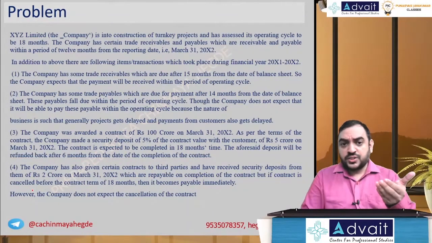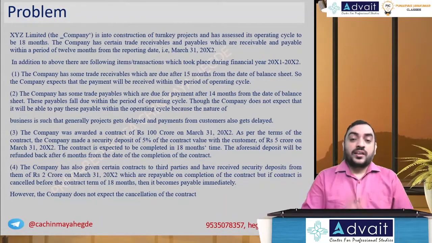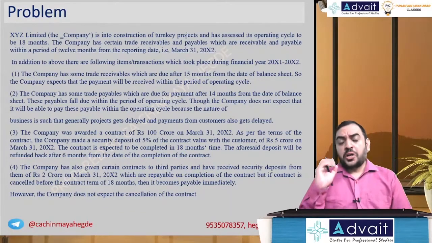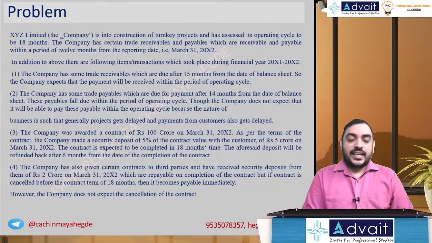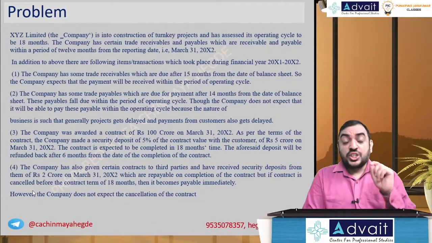Let's read the first part of the solution. Is it going to be current or non-current? What do you think? What is the definition of current? Is it receivable within 12 months? That's what the standard says. No. Neither Schedule 3 nor Ind AS 1. First, you should always check whether it is receivable within operating cycle. If it is receivable within operating cycle, it becomes current.